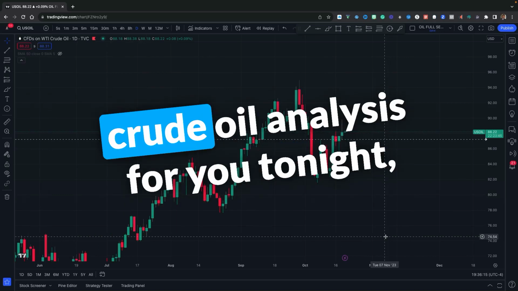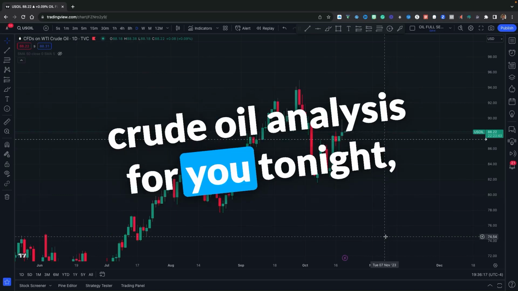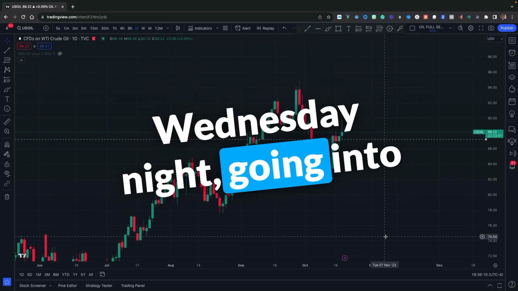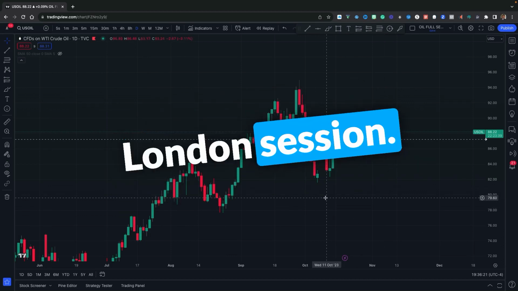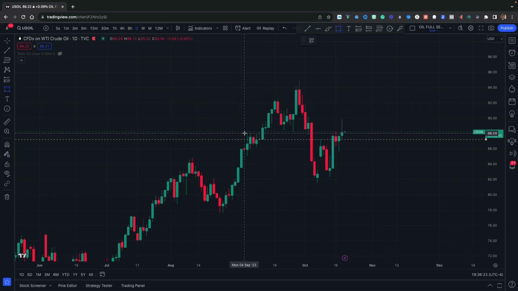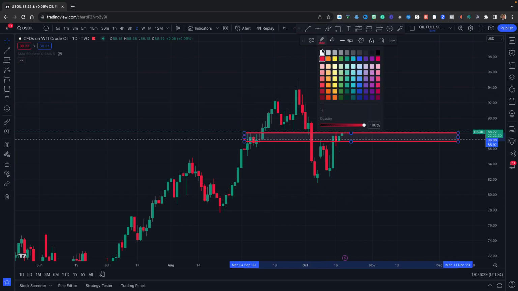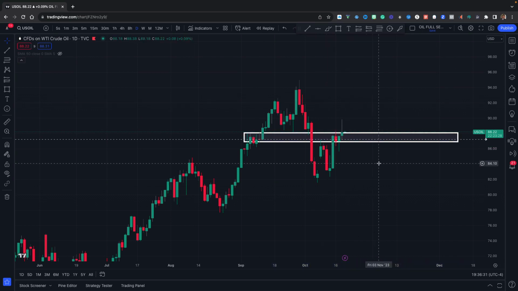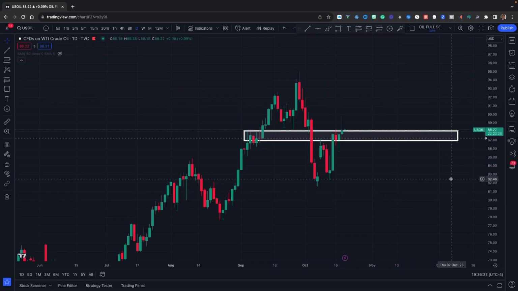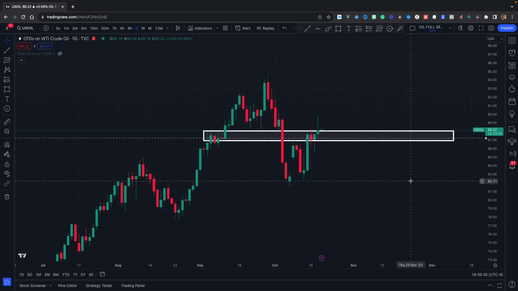I'm going to drop some crude oil analysis for you tonight, Wednesday night, going into London session. So let's get started here. This is going to be an area that we really have to look at right here. And I'm going to go ahead and make this white here. We have to really see how price is going to react in this area.